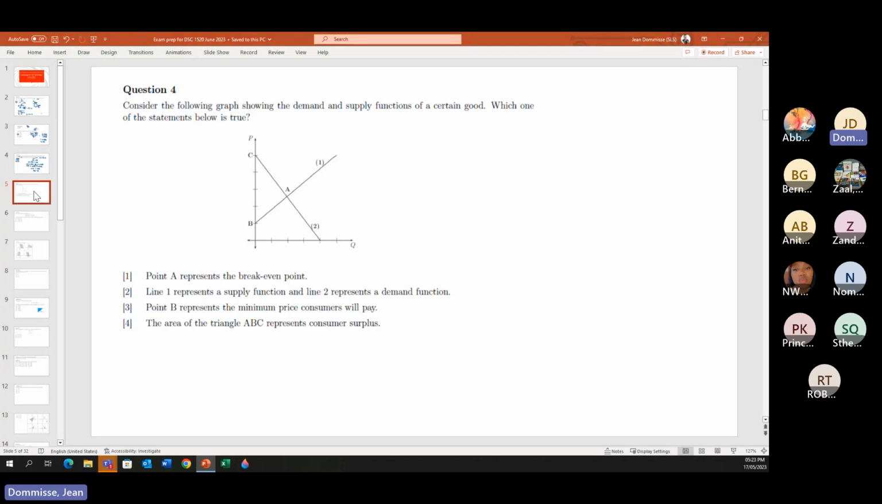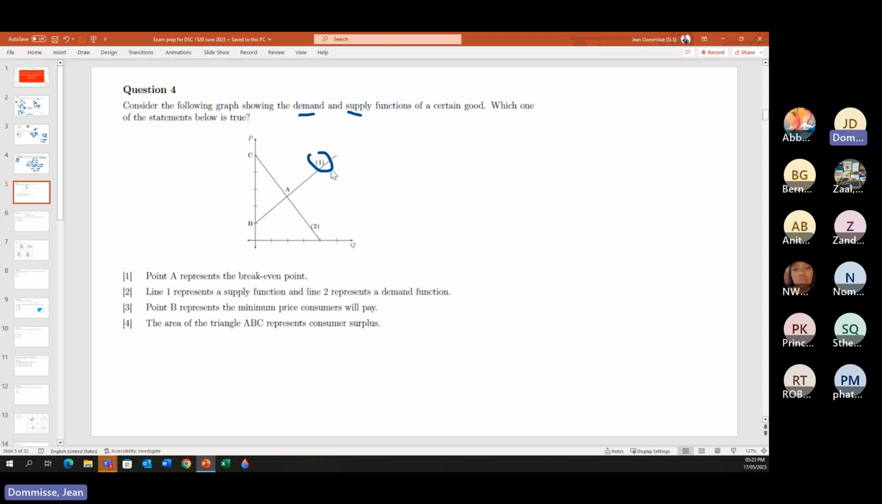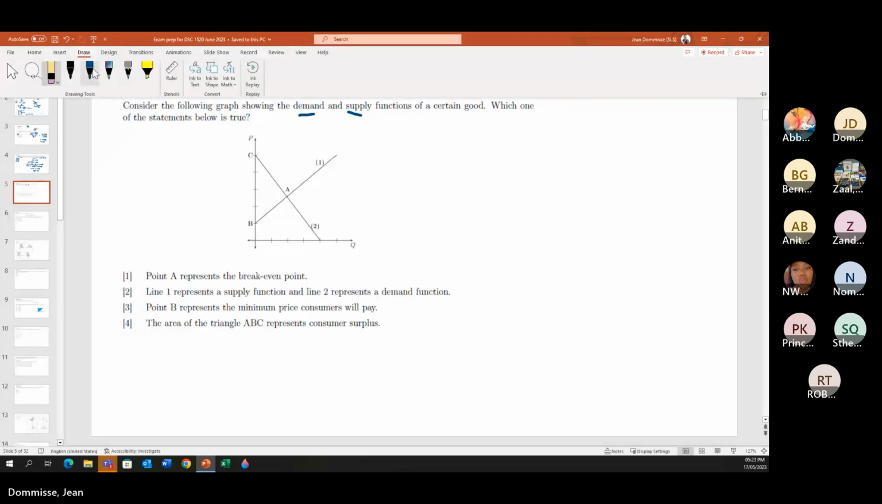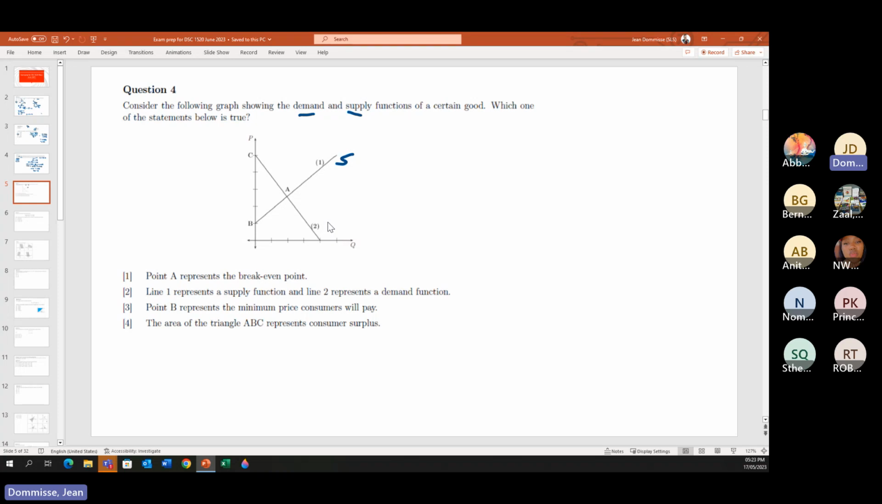Okay, so now suddenly they give us a supply and demand function. So they tell us that we are working with supply and demand. So you guys can tell me, if I look at that line 1, is it a supply or is it a demand function? Supply. Cool. Okay, so it's a supply function. So if I know that this is supply, this is demand.